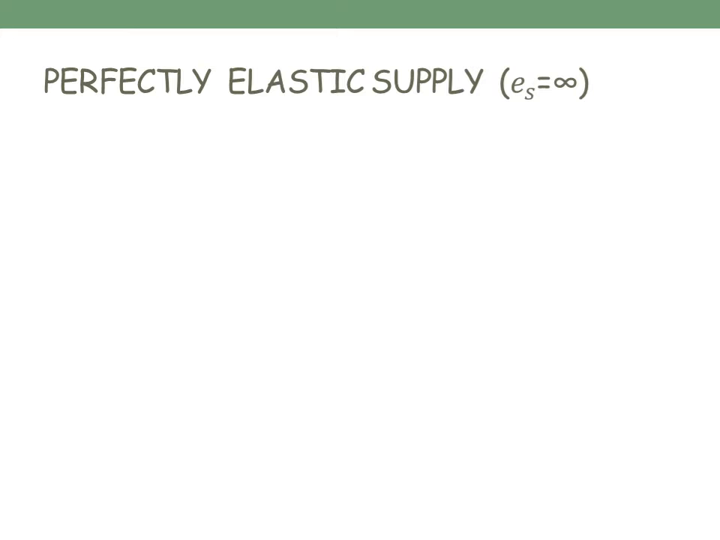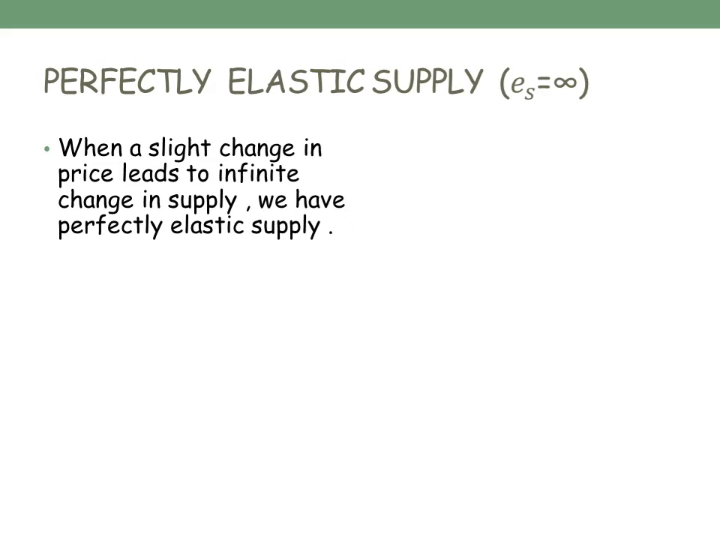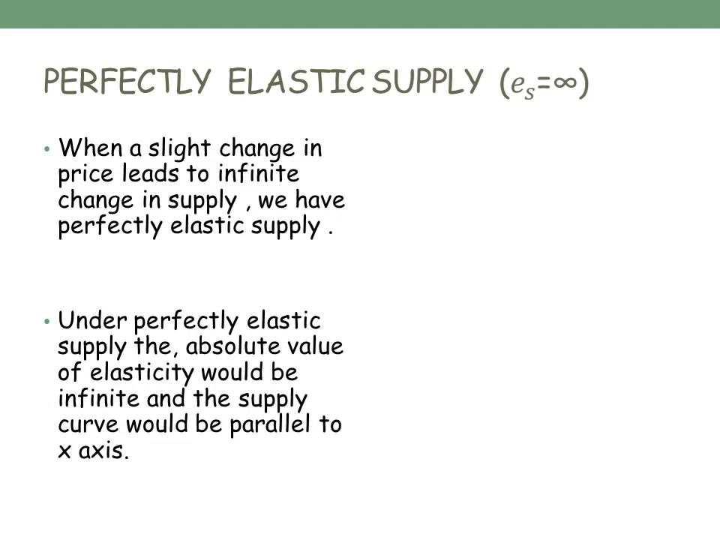The very first one, perfectly elastic supply. Perfectly elastic supply means when there is a slight change in price which leads to infinite change in supply. That is, when we make a small change in price and that causes an infinite change, meaning we can't measure the change in supply. That type of elasticity is called a perfectly elastic supply.